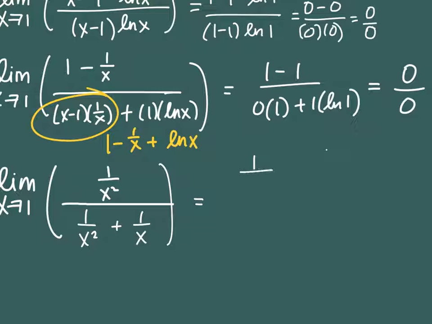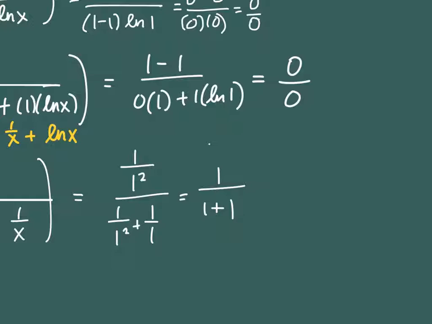So I'm going to get 1 over 1 squared plus 1 over 1. Didn't mean to write that. 1 over 1 squared. All right, so we are at 1 over 1 plus 1. So my answer finally, after all of that, is 1/2.